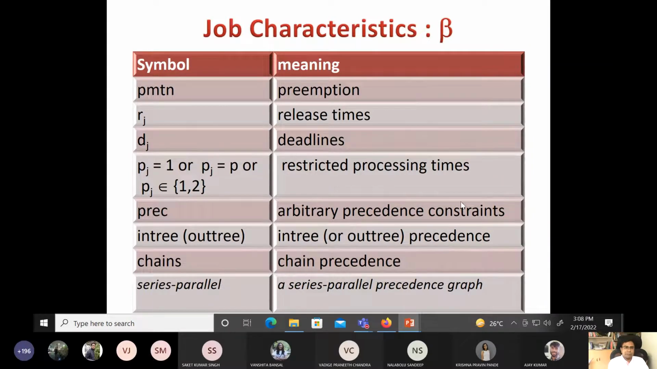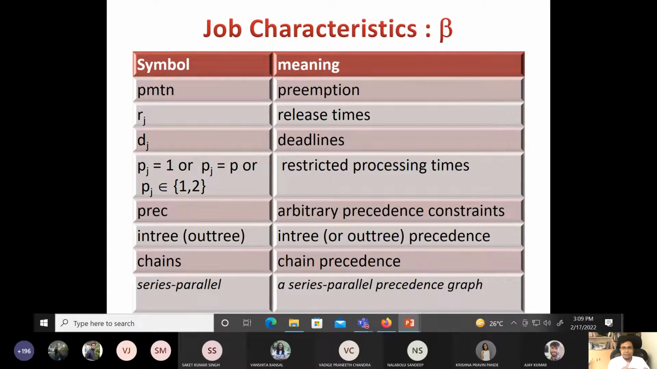And job characteristics may be PJ equal to 1, PJ equal to P, and PJ belongs to {1, 2}. So restricted processing time or arbitrary processing time. Whenever we say PJ equal to 1, all jobs have execution time 1. When PJ equal to P, all jobs have execution time of P. And whenever I say PJ belongs to {1, 2}, the execution time of every job is either 1 unit or 2 units. If it is not specified, by default we say it is arbitrary.